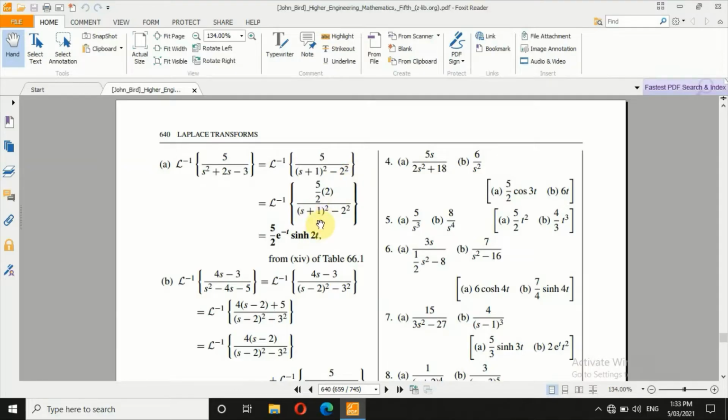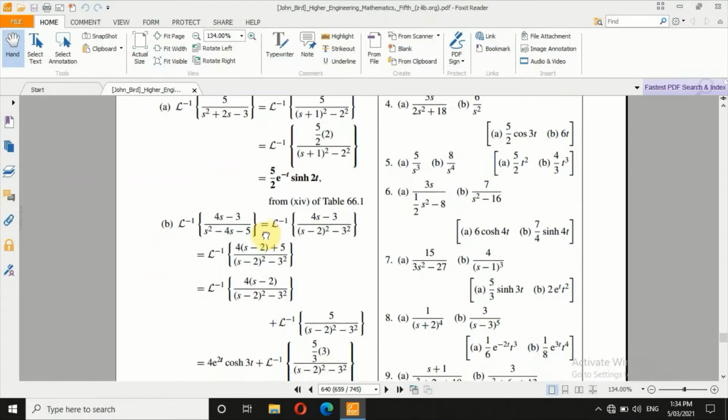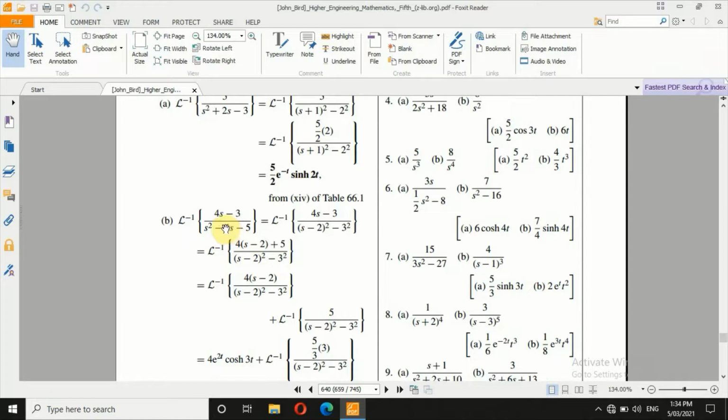Now from here, you can see the shifting and translation properties. So that will give us 5 over 2 e to the minus t sine 2t. So let's take a look at this one now. 4x minus 3. Definitely, this will give us, that is exactly in terms of cosh. So let's solve it together now.